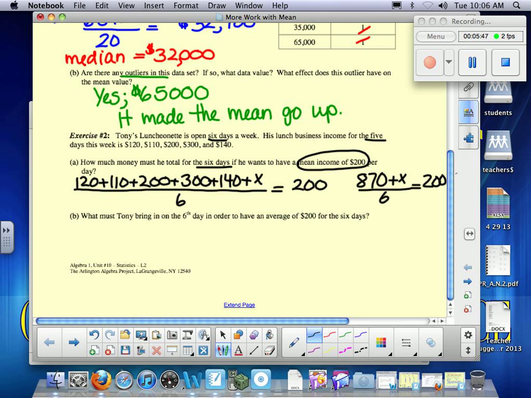Anybody have a guess as to what we're gonna do next? Can we do the 870 over 6? We could do 870 divided by 6. Or we could do a different method, multiply by 6. Yeah, I like the multiply by 6 part and get rid of that scary evil fraction. There's a couple of you who are panicked about that. Okay, now it should be pretty simple, right?